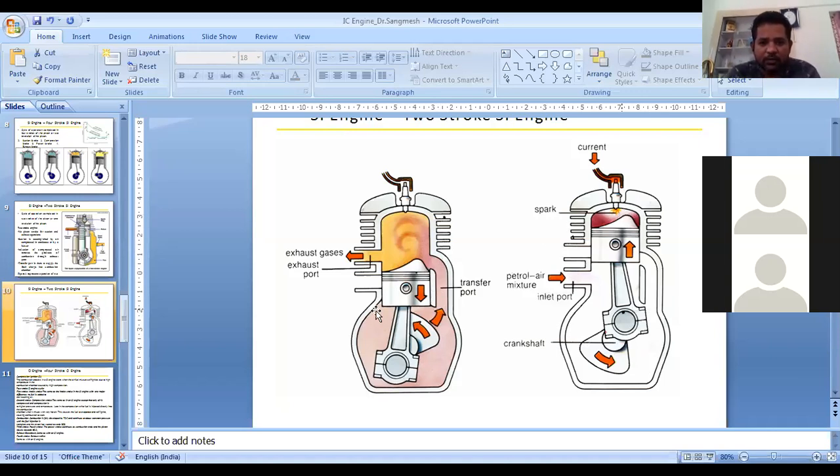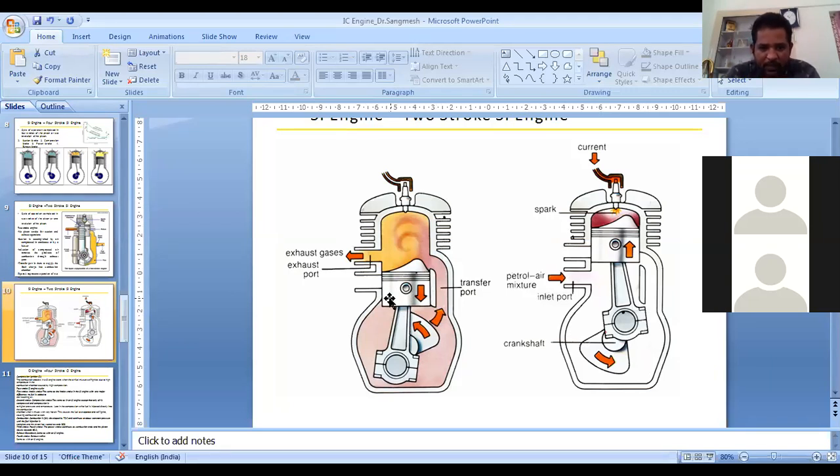Normally in the four-stroke, it takes four strokes to complete one cycle. But here, within two strokes itself, from top to bottom and bottom to top, it completes one cycle. I mean to say, one revolution of the shaft is completed.